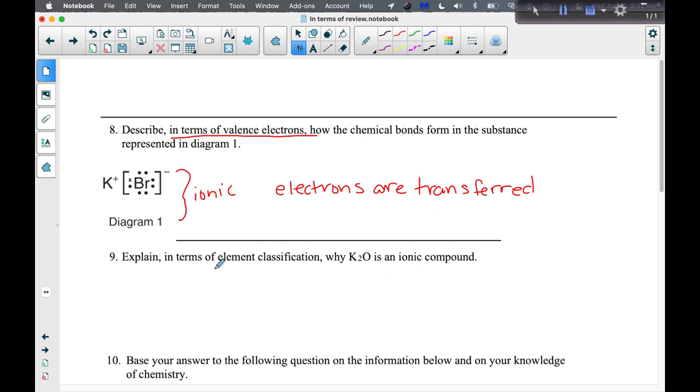If instead they asked about a metal and a nonmetal in terms of element classification, so this one is still ionic because it's a metal and a nonmetal. In terms of element classification, it would be because a metal and a nonmetal are bonding.